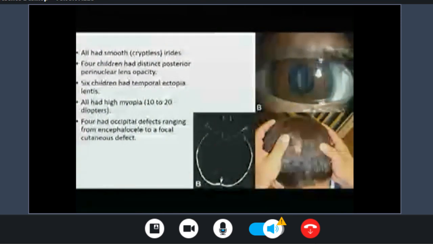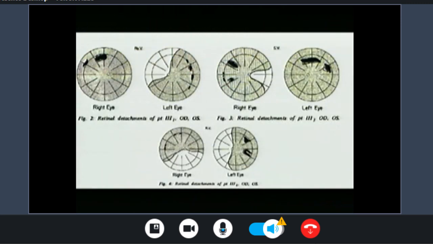4 patients had distinct posterior perinuclear lens opacity. 6 children had temporal ectopia lentis, and all of them had high myopia, ranging from 10 to 20 diopters. Not all patients had occipital defects, and this is important, which puts weight on the fundus phenotype. The fundus phenotype in this disease is very characteristic. So apart from the initial paper by Knobloch, no other papers characterize retinal detachment in these patients.